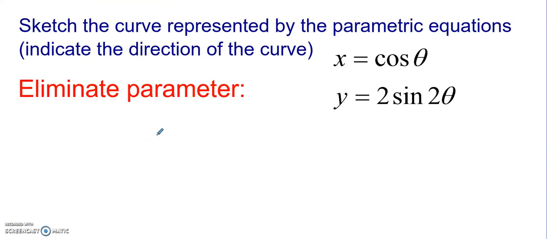I want you to try another one now. This one's going to be a little bit more difficult. So what is the parameter here? Well, first of all, we need to identify that. The parameter is theta. So I want you to eliminate the parameter, sketch the curve, and indicate the direction. So pause the video, unpause when you're ready to check. I will give you a hint. You might need to use some trig identities.